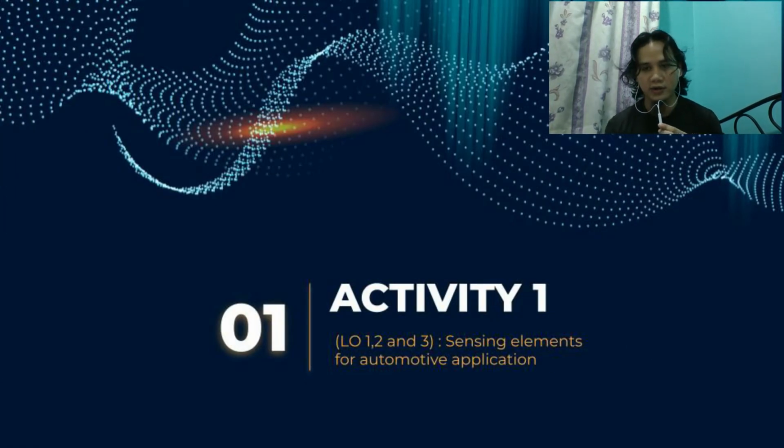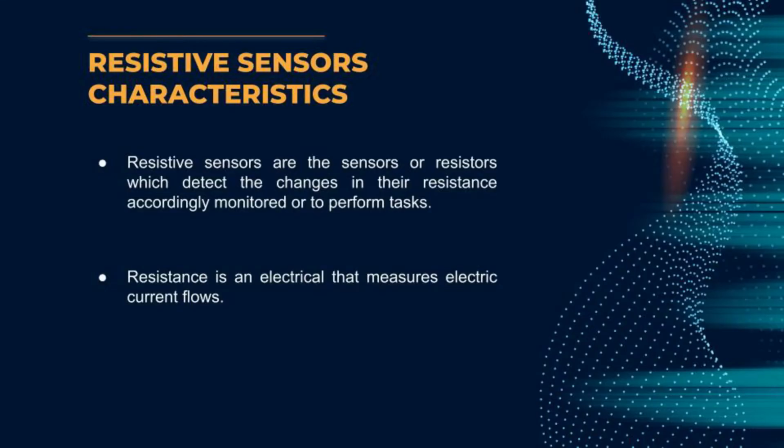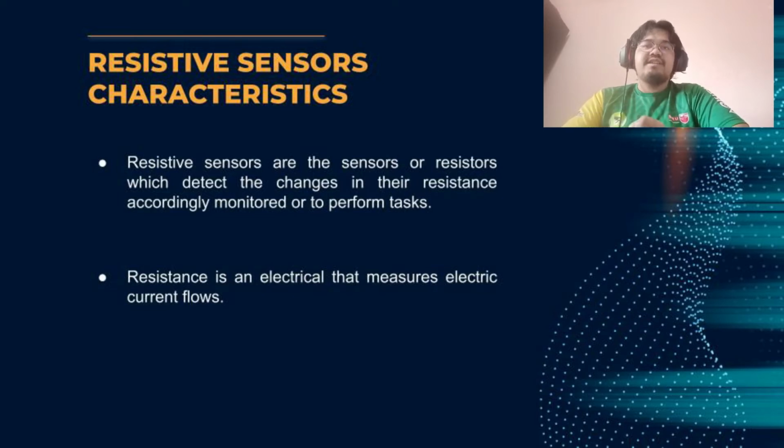Sensing element for automotive application, which will start by Ahmad Hafiz bin Muhammad Fairuz. Basically, I will explain about the sensor first. A sensor is an electronic component, module or subsystem whose purpose is to detect events or changes in its environment and send the information to other electronics to make a process.